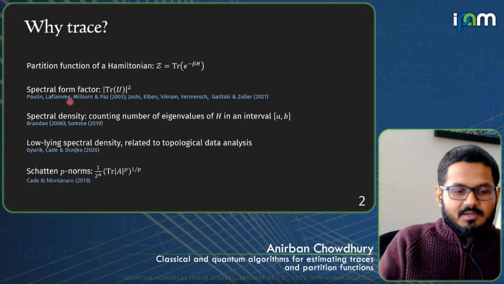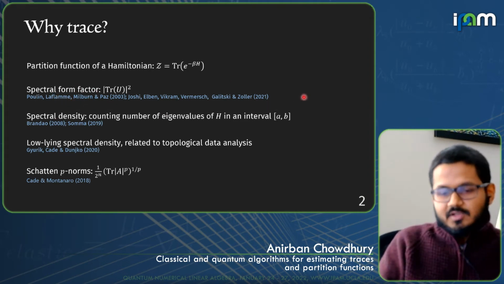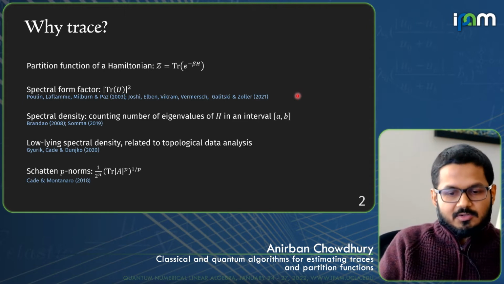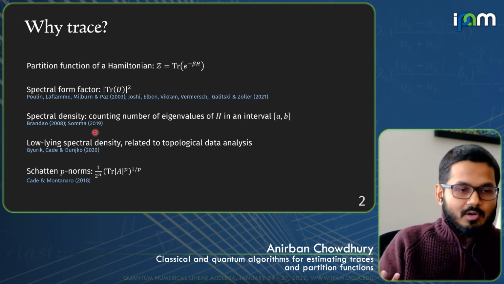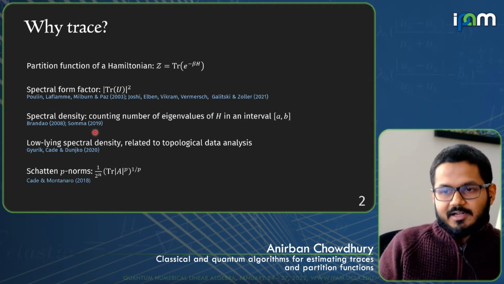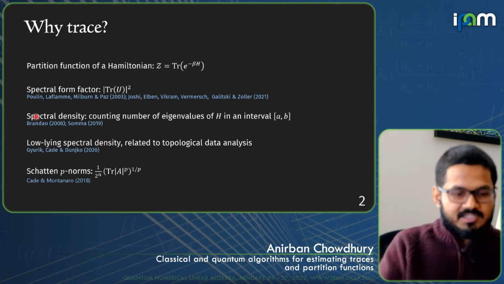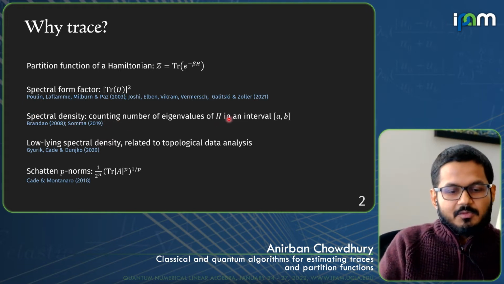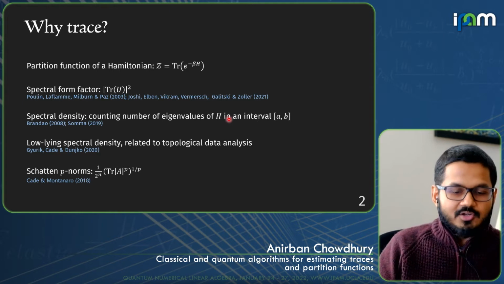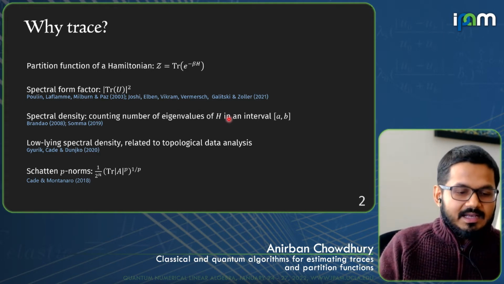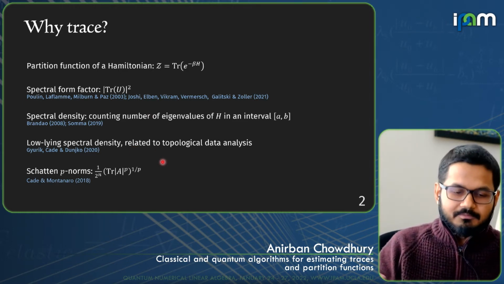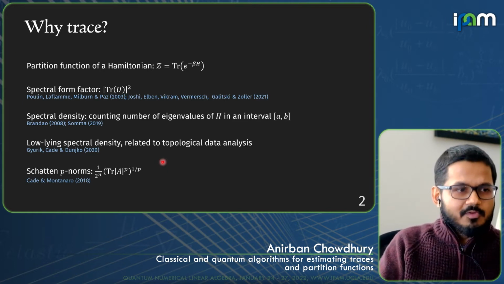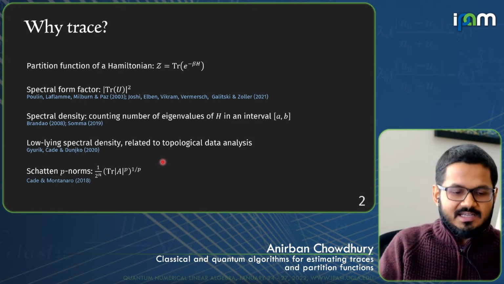Other applications include computing things such as the spectral form factor, which people studying quantum chaos in many body systems are interested in computing. There are other related problems, basically regarding understanding the spectrum of a matrix, such as computing the spectral density, which is counting the number of eigenvalues of a Hamiltonian matrix in a certain interval. And a related problem, the low-lying spectral density, which is the same problem, except you want to know how many eigenvalues are near, say, zero or the lowest eigenvalue. That's useful for problems in so-called topological data analysis.